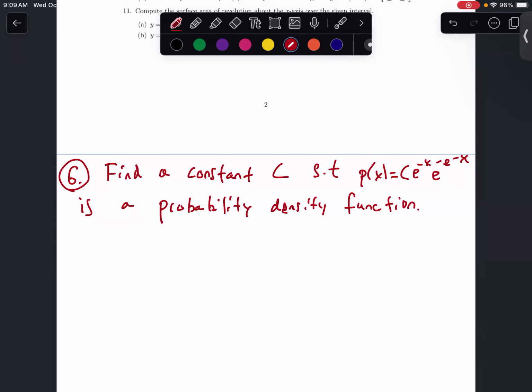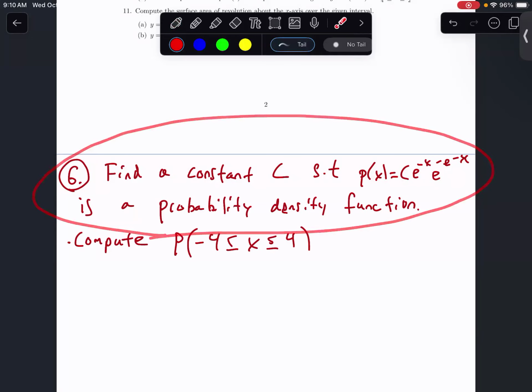And then from there, it also wants you to compute the following. This part's not really that interesting. It's just computing an integral. It wants you to compute the probability that x is between -4 and 4. I'll write this out in a single line after I'm done with this part right here.